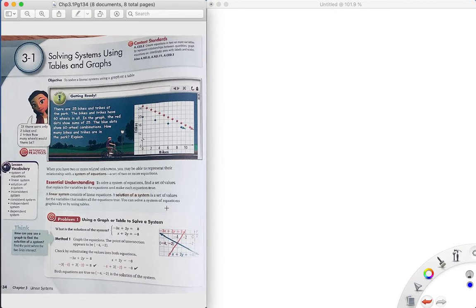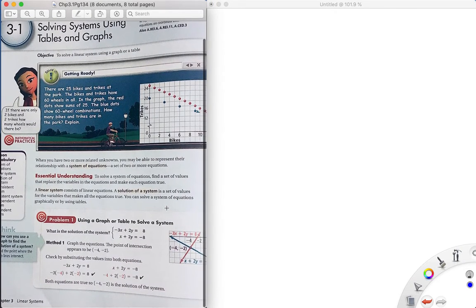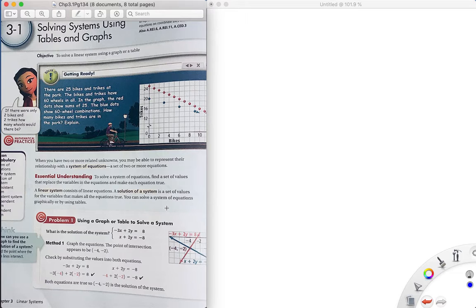So for problem number 1, it says to graph the equations. The point of intersection appears to be (4, -2) right here when you graph these guys. So you can graph them however you see fit, most likely using a graphing calculator. And when you see where they intersect, then that point of intersection is the solution.